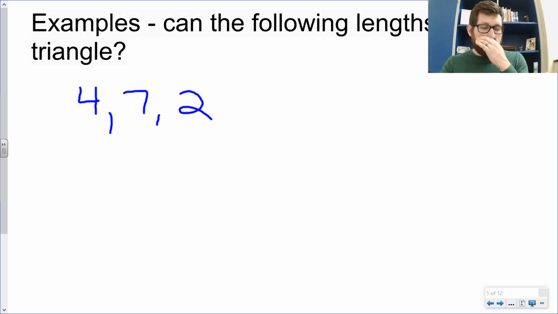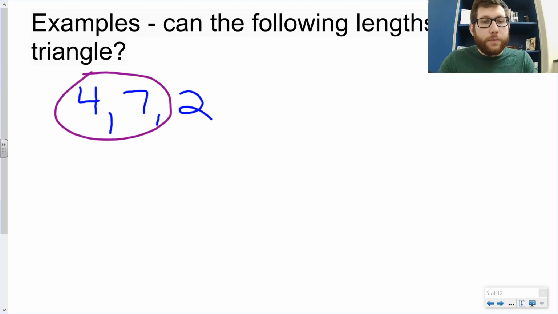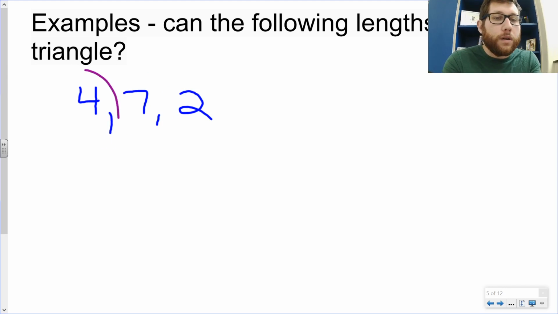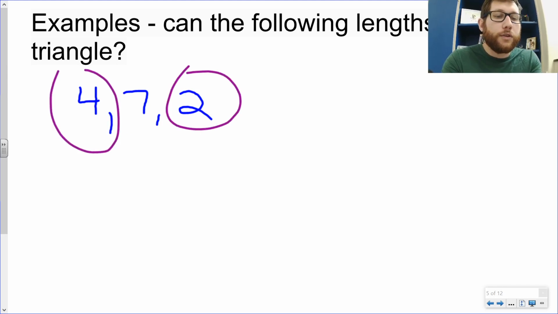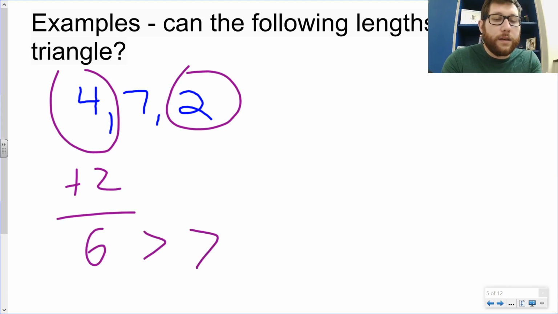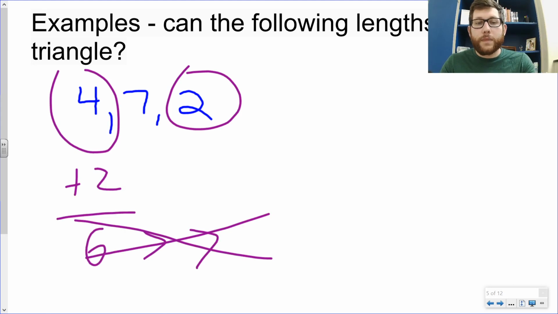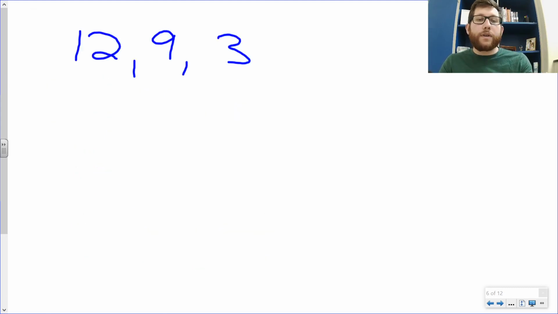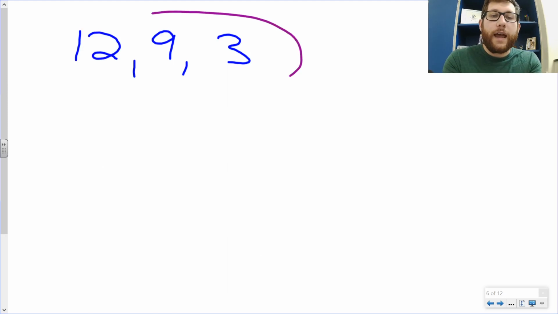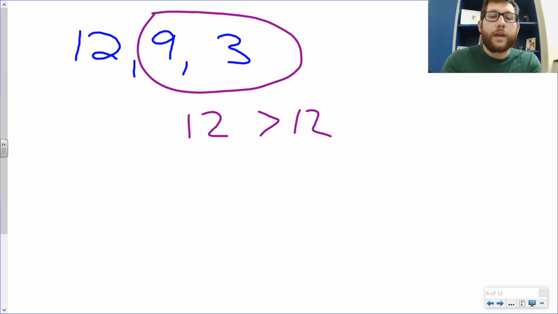So let's look at maybe two more here. So I've got 4, 7, and 2. Can those be a triangle? Now, it might be tempting to add the 4 and 7 together, but that wouldn't be right. We need to add the 4 with the 2, right? Those are my two smallest sides. And I get 6. 6 is not bigger than 7, so this could not be a triangle. All right, what if I've got 12, 9, and 3? I'm going to add the 9 and 3 together. I get 12. Is 12 larger than 12? It is not.